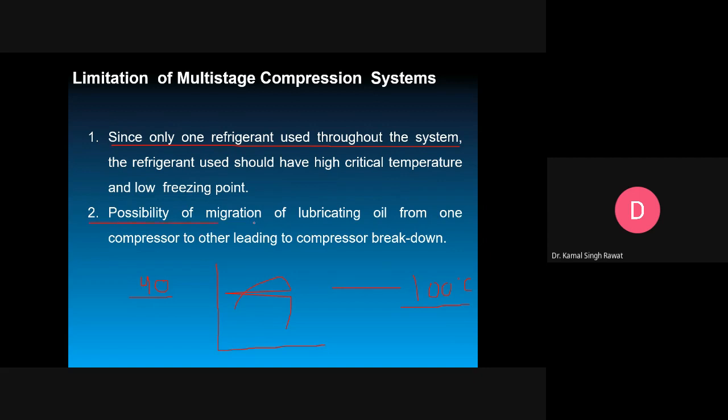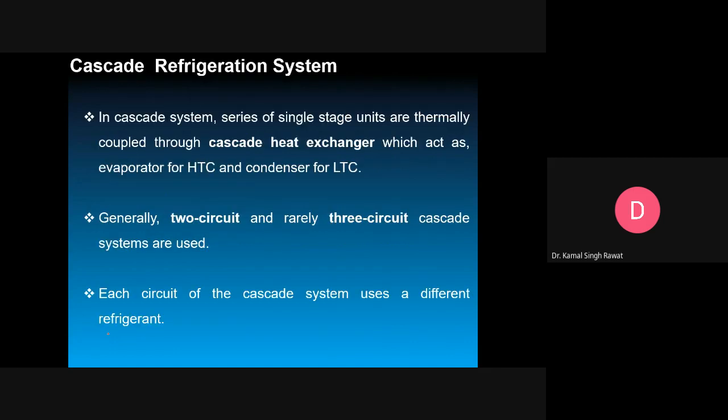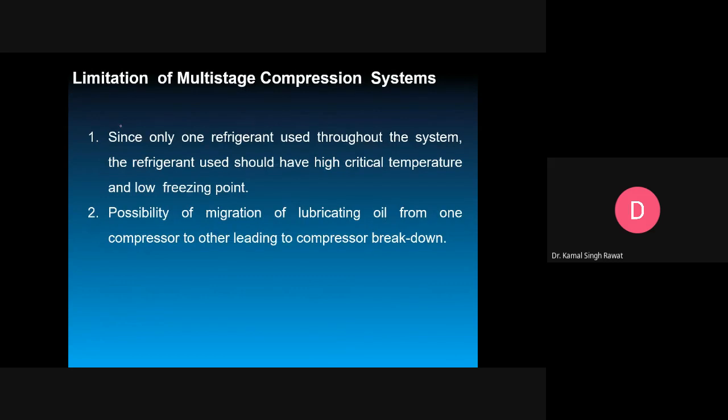And the second reason is the possibility of migration of the lubricant from one compressor to another, leading to compressor breakdown. It is possible that the lubricant travels with the refrigerant from one compressor to the other, and the first compressor may run short of lubricant, and there the compressor can break down due to wear and tear. As we have already discussed, the compressor is the main component in the vapor compression system and it is too costly, 60 to 70% of the cost of the refrigerating system. So these are the limitations of the multi-stage compression system.